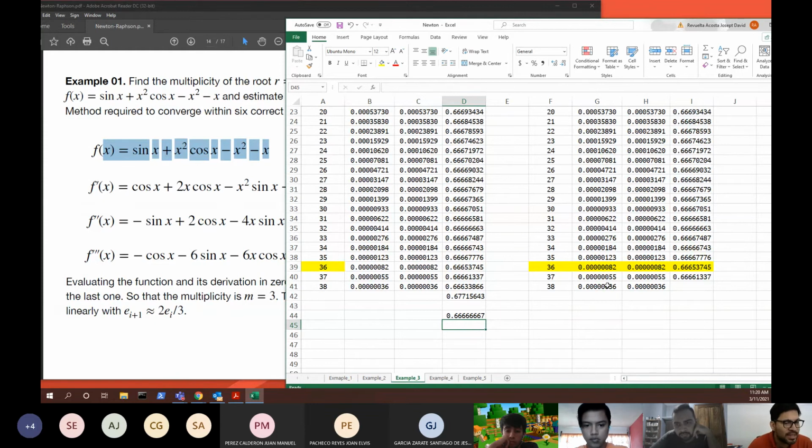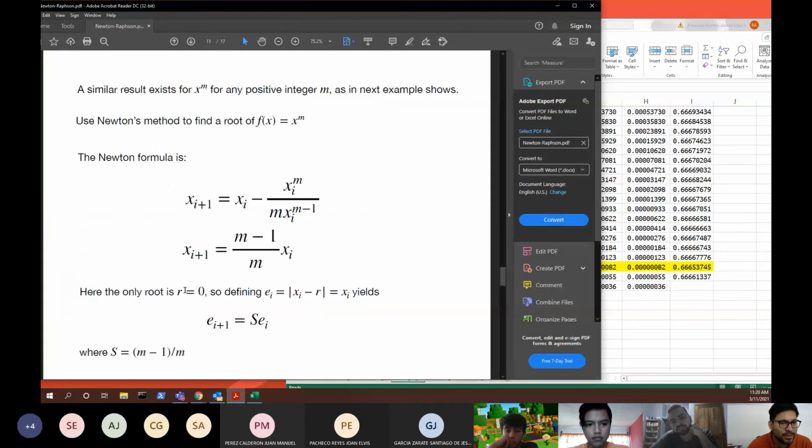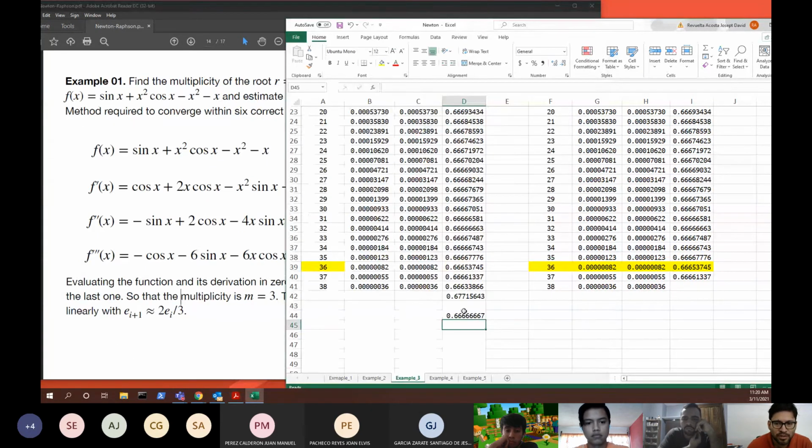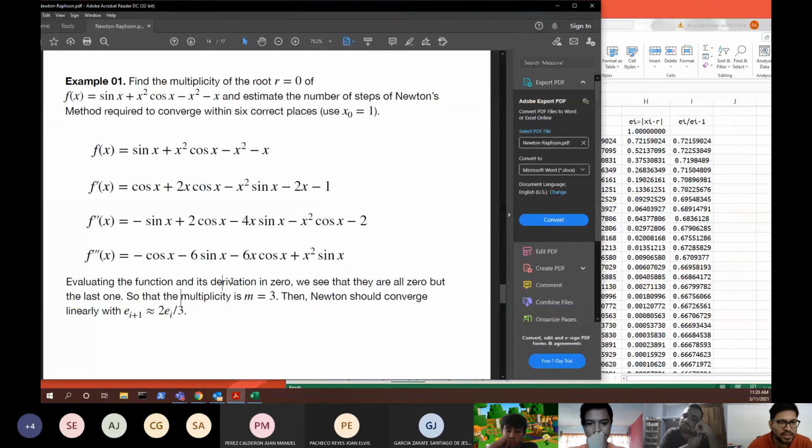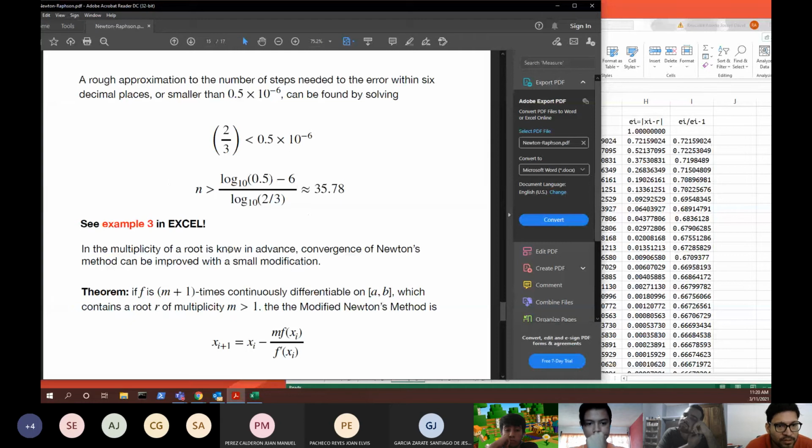So you see that this rule is correct. We apply M minus 1 divided by M. So this is about 2/3. So it's actually about that. It's not entirely correct, it's not the same, but it's pretty close. So this exercise gives us a good understanding of that.